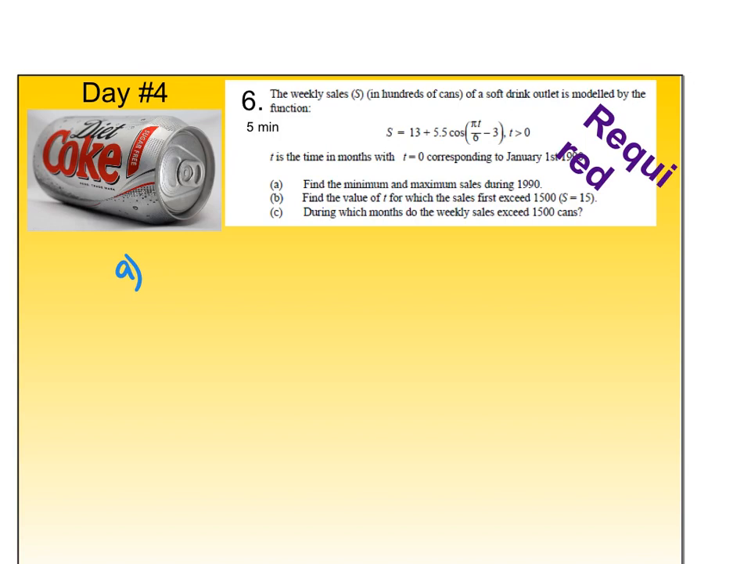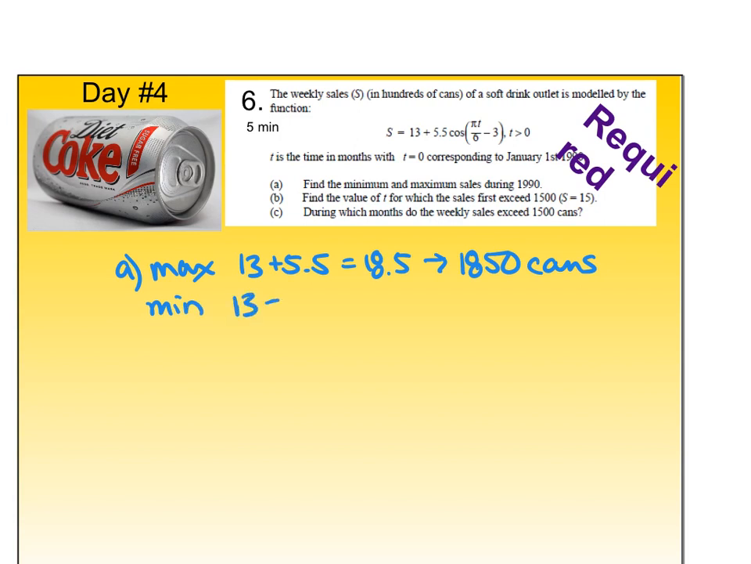Okay, so the max is going to be the 13, your midline, plus the amplitude, which is 5.5, which is 18.5. And if that's in terms of hundreds, I think that'd be 1,850 cans. That would be the max. The min is going to be your midline minus the 5.5, which ends up being 7.5 or 750 cans. The min and the max.